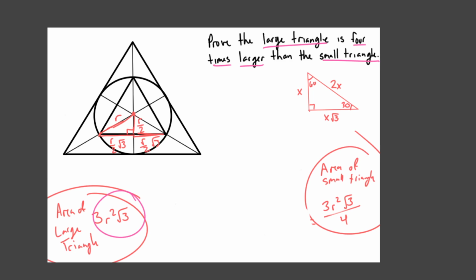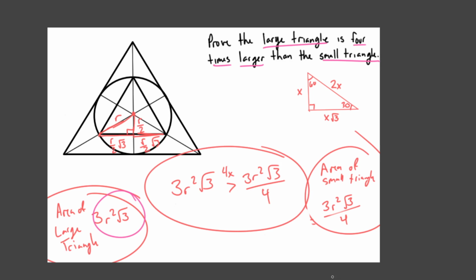In fact, just to really highlight that, really show that real quick. Area of large triangle is 3r squared square root of 3. And then this part over here is 3r squared square root of 3. So the small triangle is the exact same thing, but divided by 4, which means that this is 4 times larger than that. And there you go. So once again, this guy over here was the key to solving our entire problem.